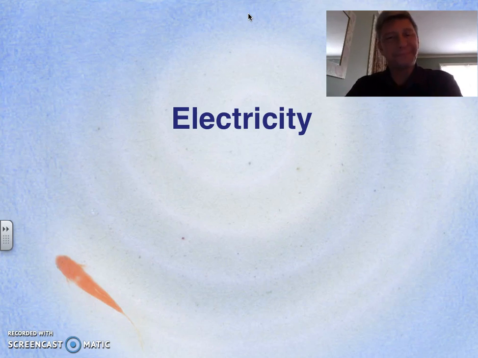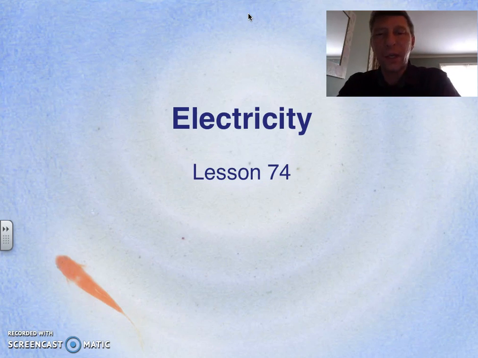In any event, today we are going to continue on with the third lesson in our unit on electricity, lesson number 74 according to the numbers here. And this is about what we call electric fields.